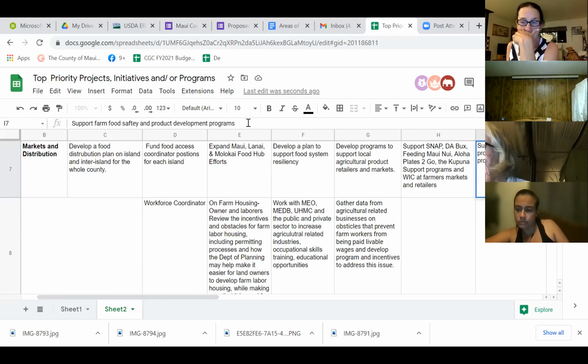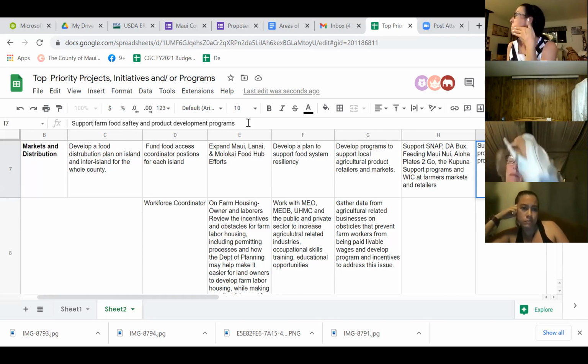Basically, we have a ton of different agricultural resources that are not being turned into products. These are missed opportunities, missed industries. So we want to support the development of those products. I know that the Food Innovation Center at UHMC does a little bit. So we could say support and develop, so that we're supporting existing and developing additional.